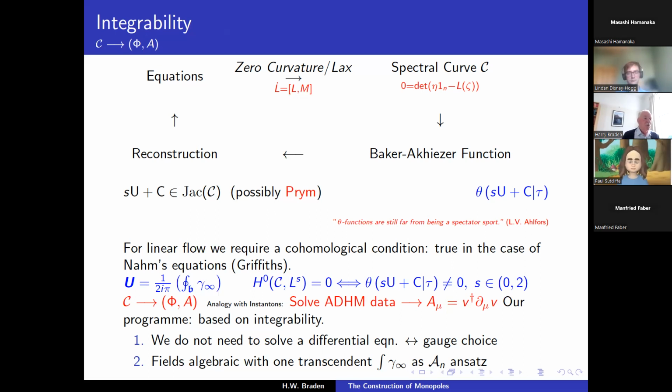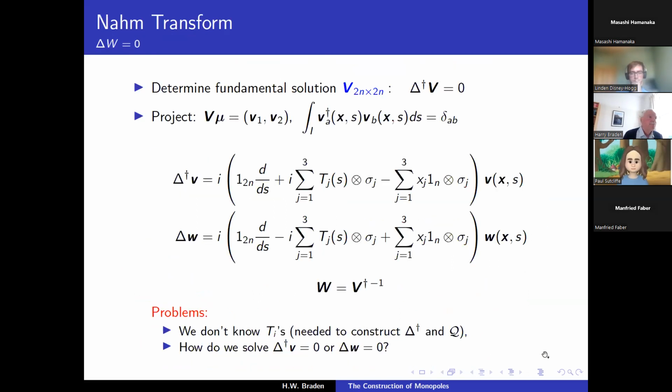So what I'm going to do is solve the ADHM data using integrability. And what you discover is that we're not going to need to make a gauge choice. And when you write down the fields, there'll only ever be one transcendent quantity. Everything will be in terms of the space-time coordinates, apart from some combinations of the integrals of this gamma infinity.